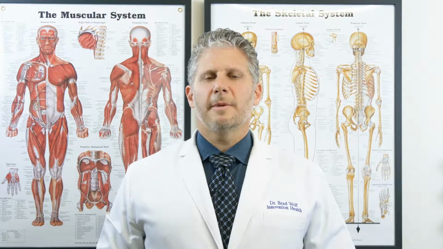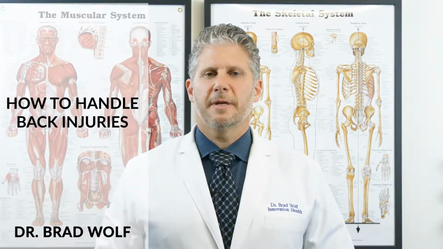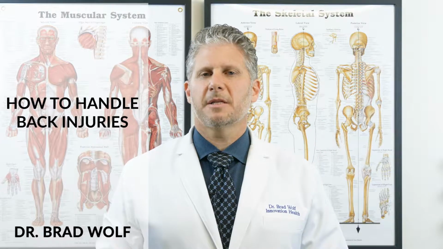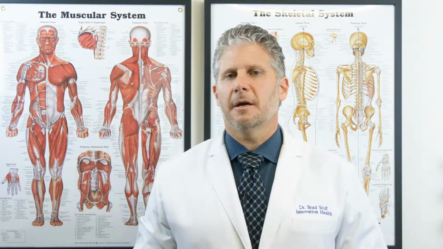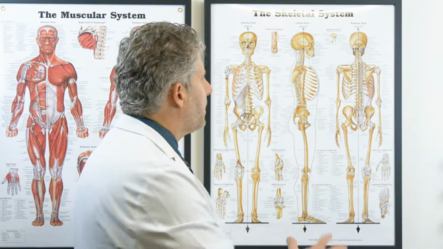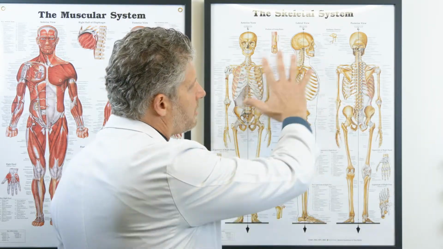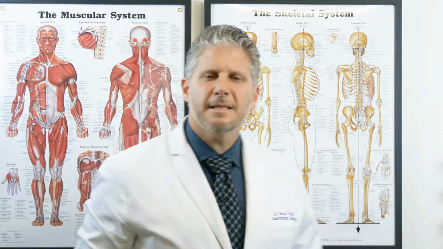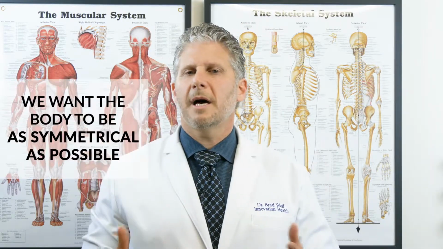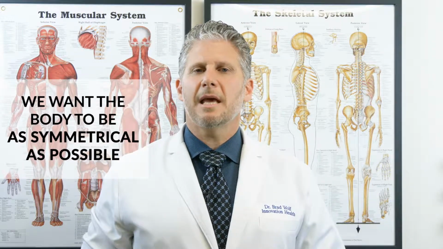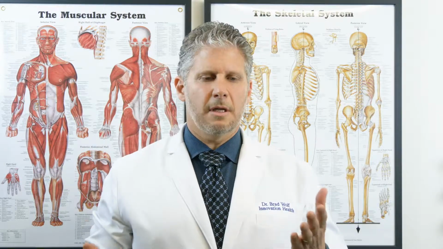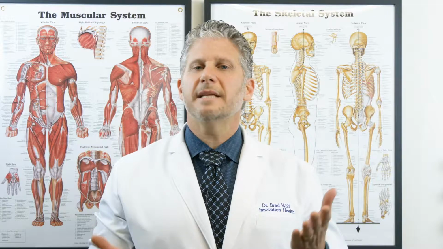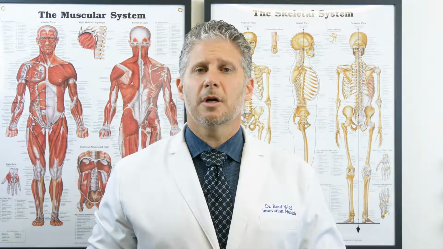In today's video, we're going to be talking about how to handle back injuries. Before we start talking about the specifics of what it is that you need to do, I'm going to show you a couple things here. So we're going to look on this chart on the wall here, and when we look at the structure of the body, it's not perfectly symmetrical, but we want the body to be as symmetrical as it can be. Many times when people have back injuries, there's certain imbalances or structural asymmetries that begin to occur.